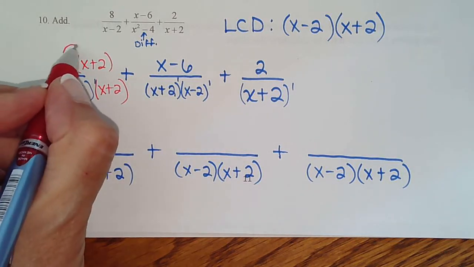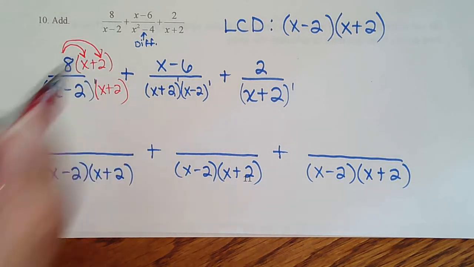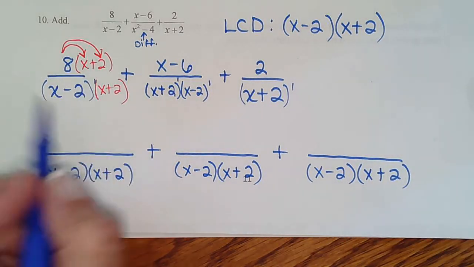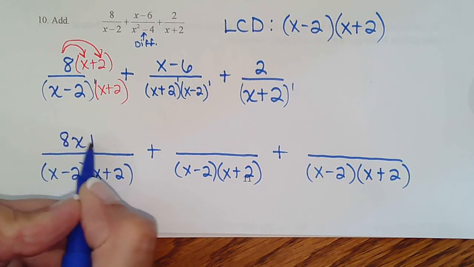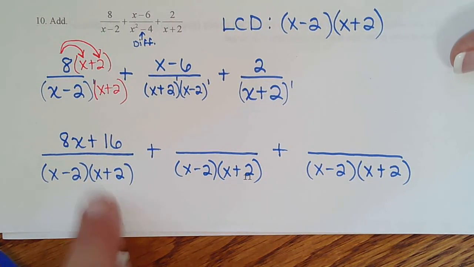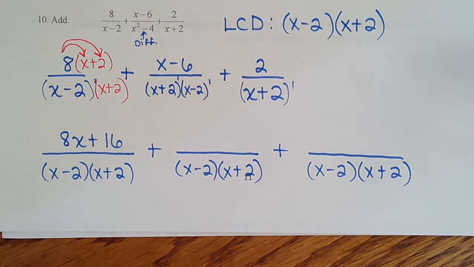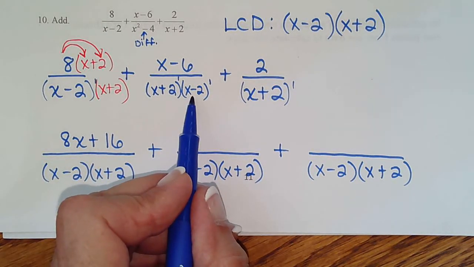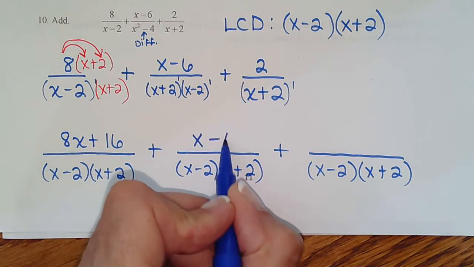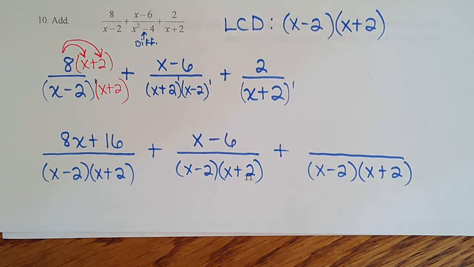Now all I have to do is distribute in the numerator. So that's going to be 8x plus 16. So first fraction done. It has the common denominator and it has its new numerator. So then I say, what is this fraction missing to make it look like this? Oh, it's not missing anything. It already has the common denominator, so I bring the numerator down as is. If it already has the common, just leave it.